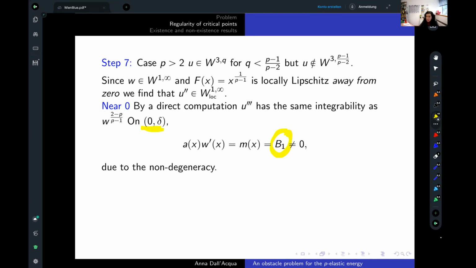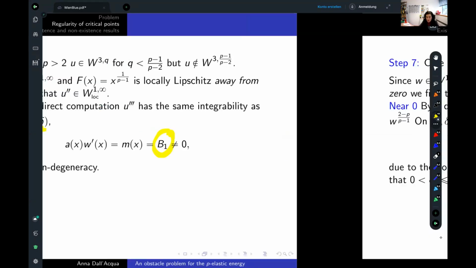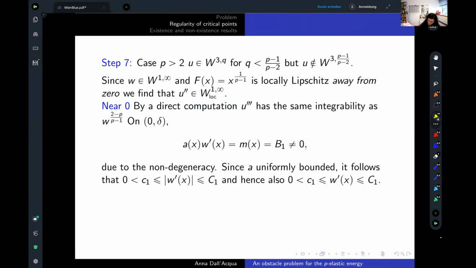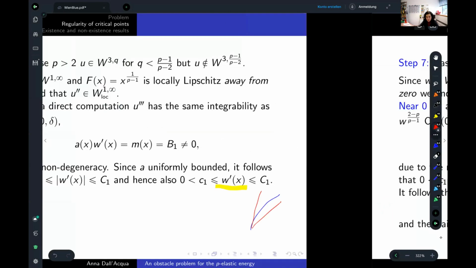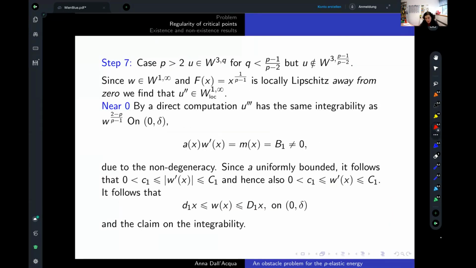Okay, now we have an expression for W prime. Right? W prime is B1 divided by A. For A, we have uniform bounds. That means that we can say that W prime is bounded between two positive constants. That means that W has a controlled growth, a growth between two straight lines. And that is exactly what we are saying here.